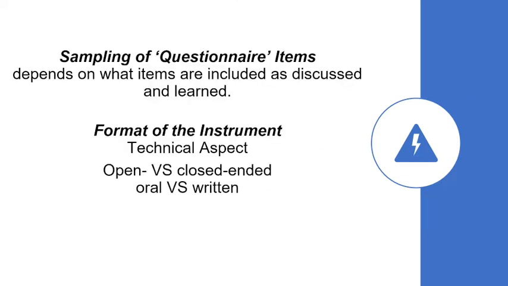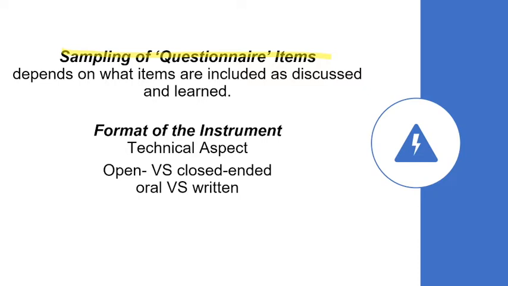Okay? Next, sampling of questionnaire items. Now, for the sampling of questionnaire items, it depends on what items are included as discussed and learned. So again, sampling of questionnaire items would depend on what items are included as discussed and learned. What do I mean by that? For example, I'm giving you my exams in research. And then I have questions which we did not discuss. I had questions which are not even found in the references and the handouts that I have given you. What's your tendency? You would have low scores.